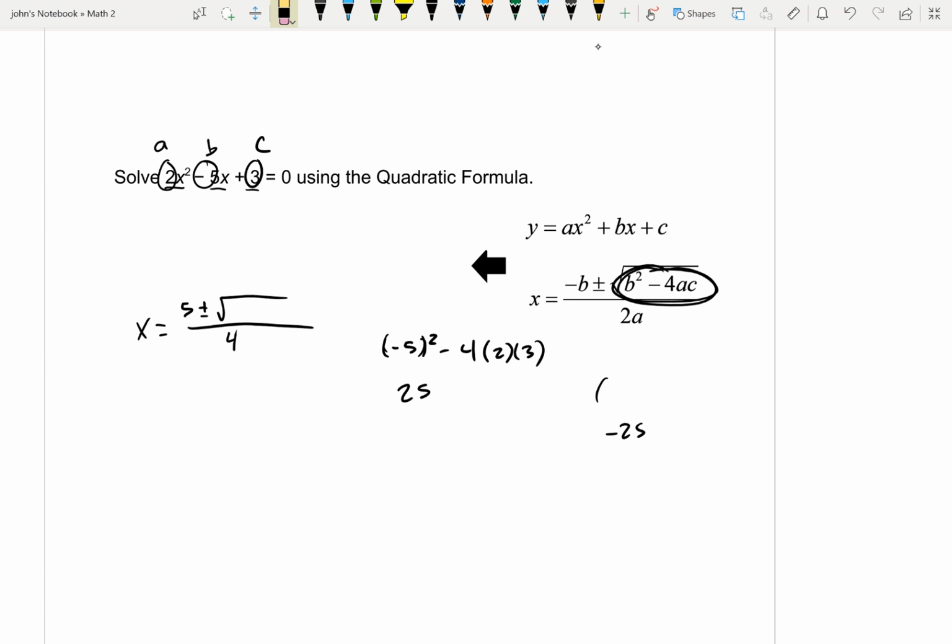Be careful with that. Okay, so we're going to go through and see minus 4 times 2 is 8, times 3 is 24. Make sure you do the multiplication before we do the subtraction. Right, order of operations, we do our power first, then multiplication, then subtraction. So we work that out, it comes out to be 1. We can keep simplifying, right? 5 plus or minus the square root of 1 is just 1. So I have to go 5 plus 1 over 4. And then I have to go 5 minus 1 over 4.